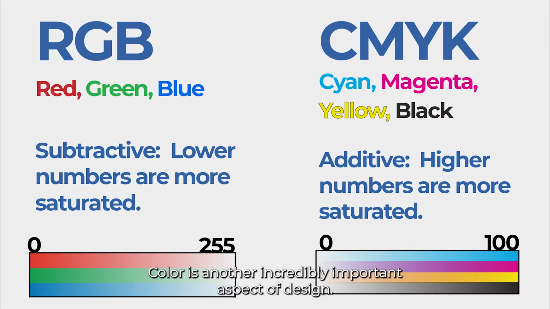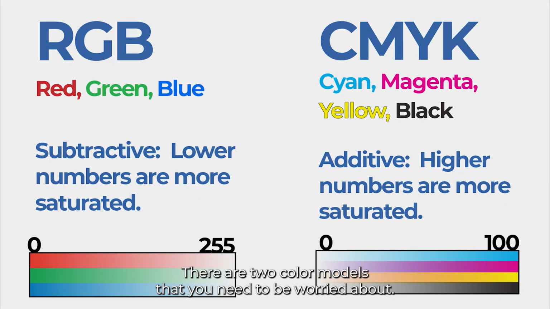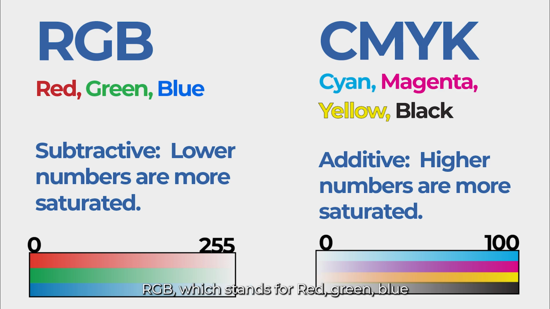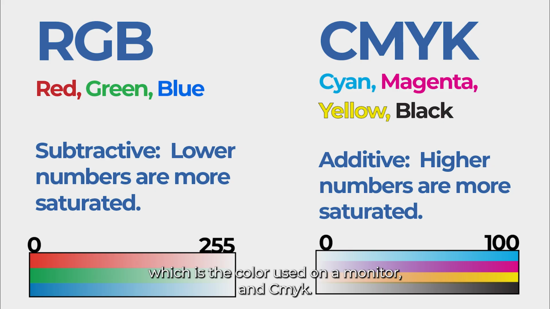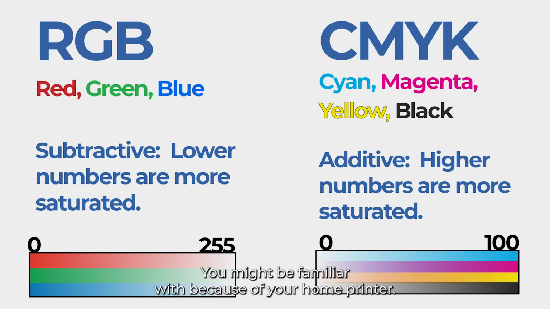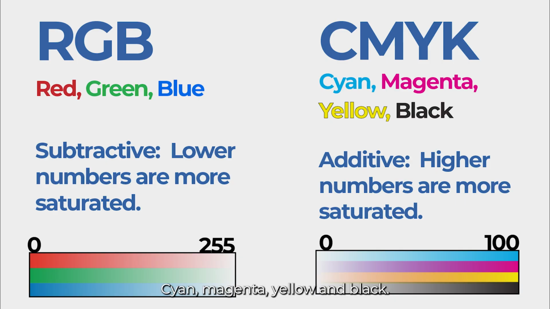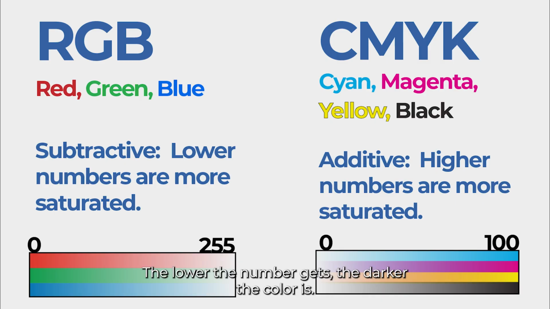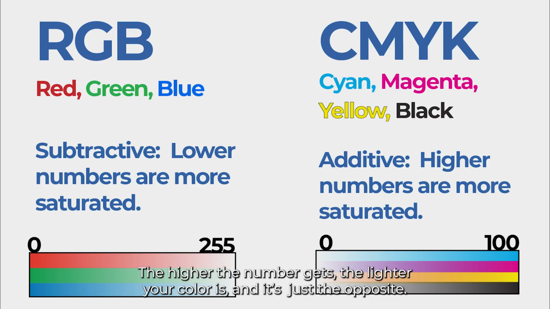Color is another incredibly important aspect of design. There are two color models that you need to be worried about. RGB, which stands for red, green, blue, which is the color used on a monitor, and CMYK you might be familiar with because of your home printer. Cyan, magenta, yellow, and black. Those ranges go from 0 to 100. RGB goes from 0 to 255. The difference is, with RGB, the lower the number gets, the darker your color is. The higher the number gets, the lighter your color is, and it's just the opposite with CMYK.